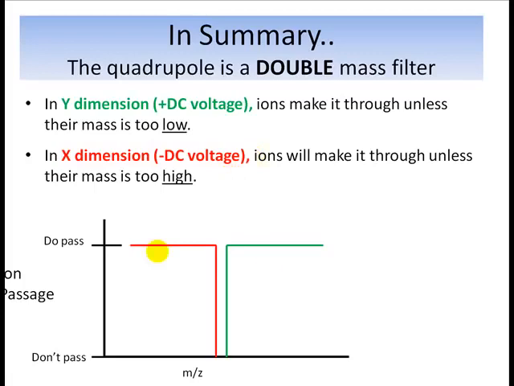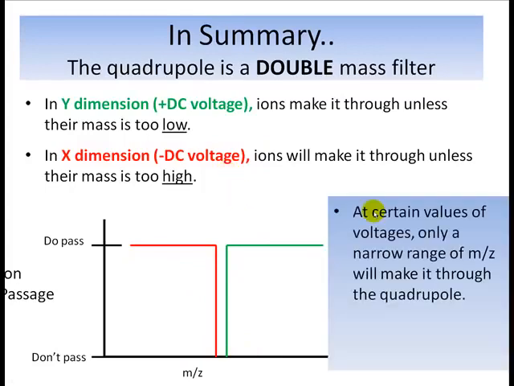Okay, so the filtering function for that x dimension would look like this. Ions make it through up to a certain critical point in mass-charge ratio. Anything above that, ions do not make it through. So here's how the quadrupole is a double mass filter. At certain values of the DC and alternating RF voltages, only a narrow range of mass-charge ratios will make it through. This narrow range is like a little window that will make it through. If you're below, they will be cut off by this filter. If they're above this window, they'll be cut off by the other filter. And so only a little window makes it through.